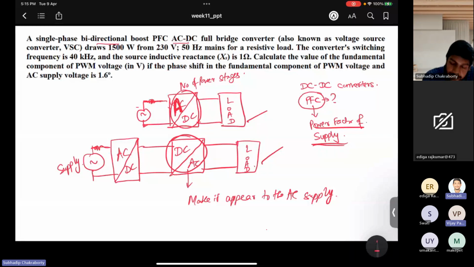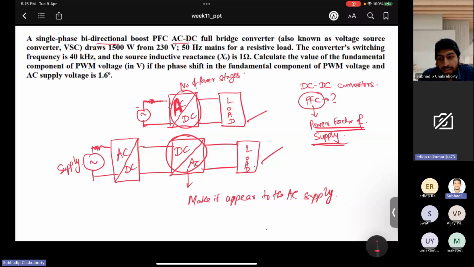Now the question is why the supply power factor should be unity. Can anyone of you tell? Why should the supply power factor be unity? Anyone? To provide the active power. But non-unity power factor also provides active power. So for unity you have some additional advantages.